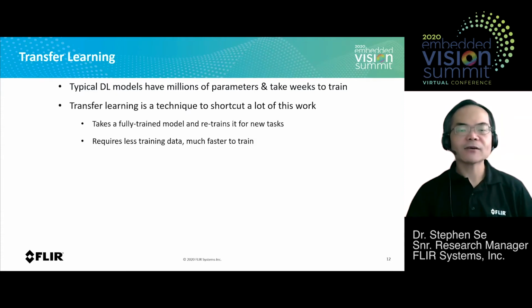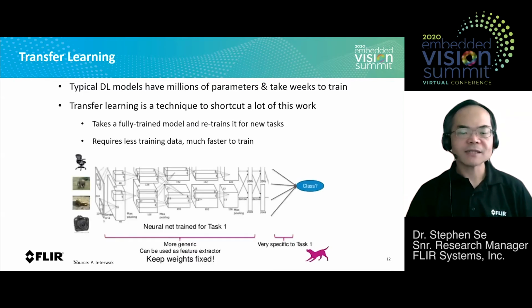Fortunately, we have a technique called transfer learning, which can shortcut a lot of this work. It can take a fully trained model and retrain it for new tasks. For example, here is a network trained for task 1. We can use these layers as a feature extractor by keeping the weights fixed. Since the last layer is task specific, we just retrain the last layer for a new task. As there are much fewer parameters to train, it requires much less training data and it is much faster to train.